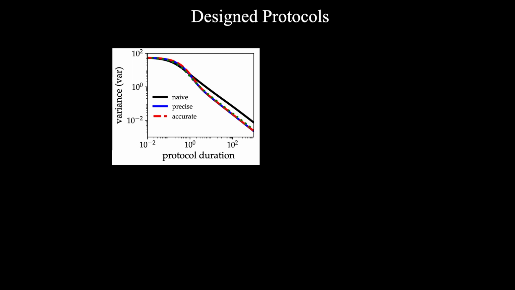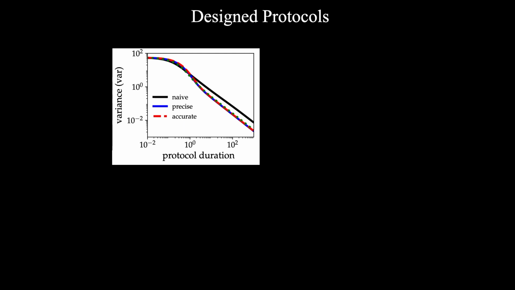So now that we've calculated these protocols, we want to know how well they perform. First, we're going to look at the variance of your free energy estimate as a function of protocol duration. And keep in mind that large protocol duration corresponds to a slow protocol, which will be where our approximation is valid. So we have three different curves here. The black curve is the naive, blue is the precise, and red is the accurate.